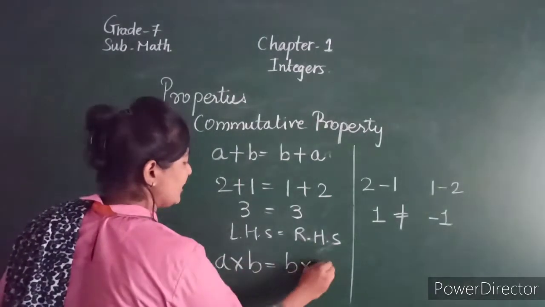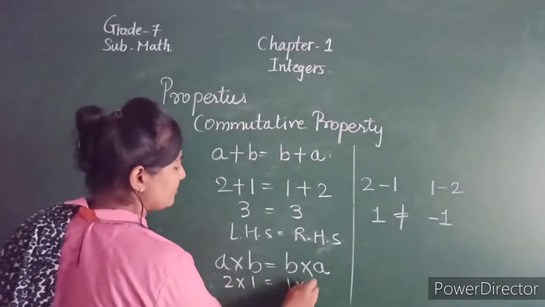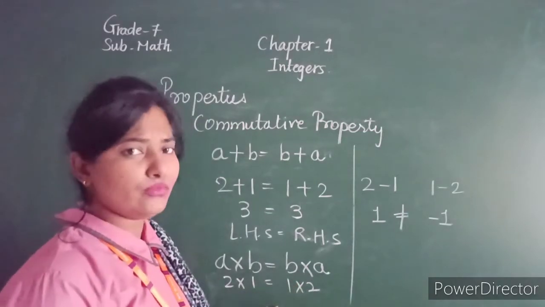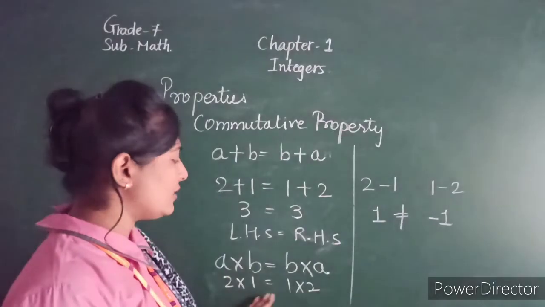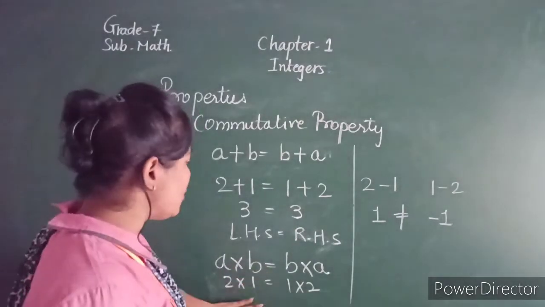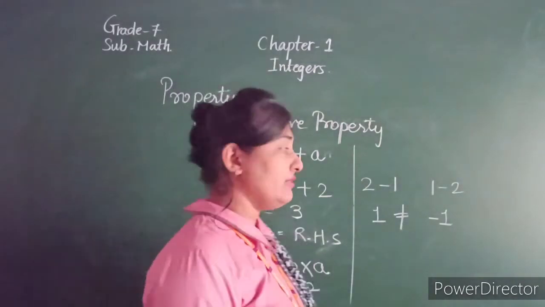multiplication. If you multiply any numbers, you will get the same result on both sides. So in any order, you will get the same on both sides. So it is commutative under multiplication, but again it is not commutative in division.